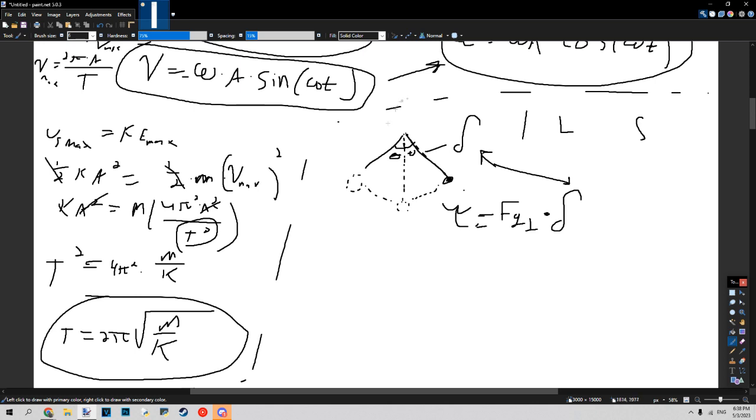So that's cool. And we can rewrite this equation as simply tau is equal to mass times gravitational acceleration times sine of theta times the string length. And we can even go ahead and set this equal to I alpha, because tau is always going to be equal to I net alpha net.